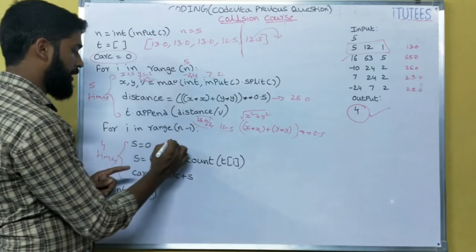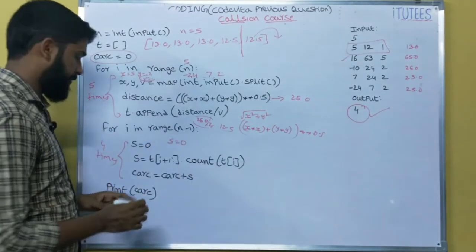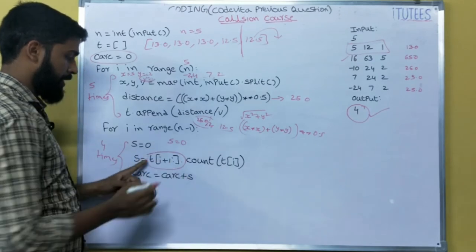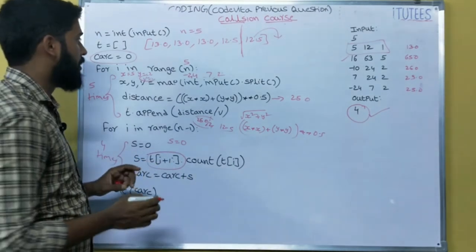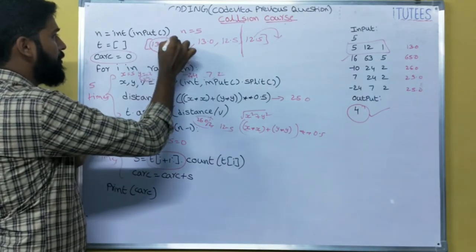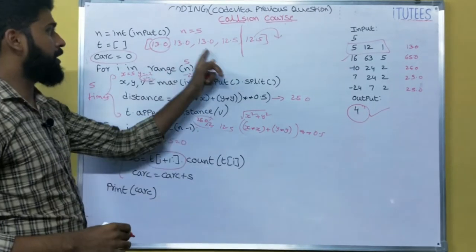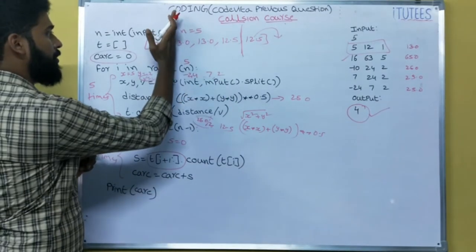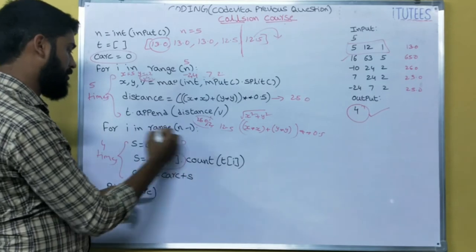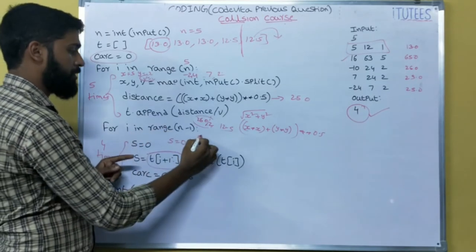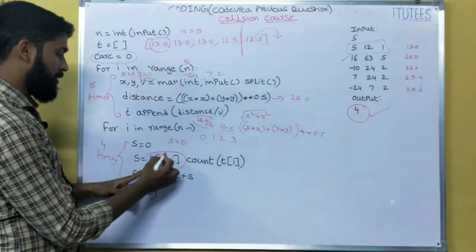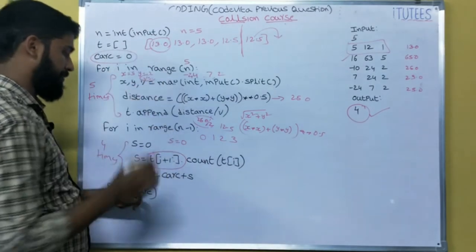Okay, so initially I am taking s equals 0. S equals, so this is the slicing, t of i plus 1. My idea is I am going to compare this with all the remaining things. So I can start from here. t of i plus 1. What is the i value? 0. What is the i in range of n minus 1? 0, 1, 2, 3. So 0 plus 1 means t of 1, that means here.